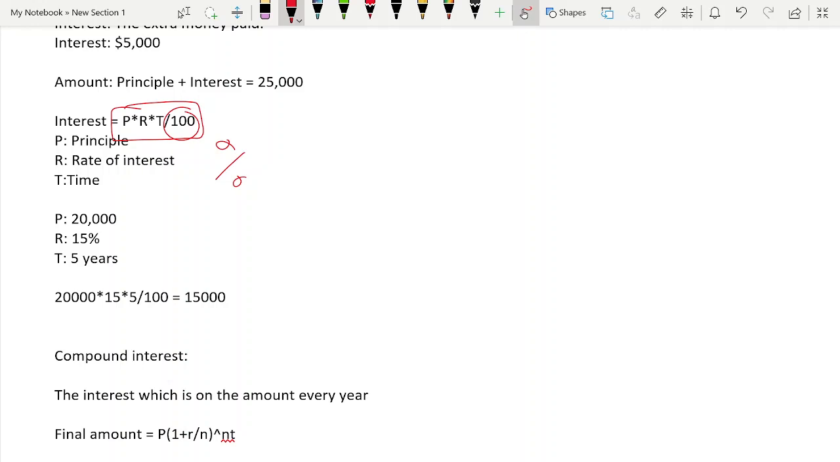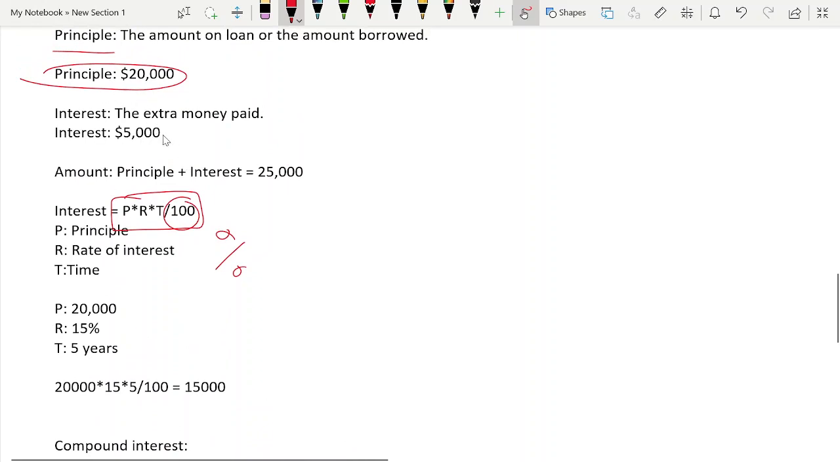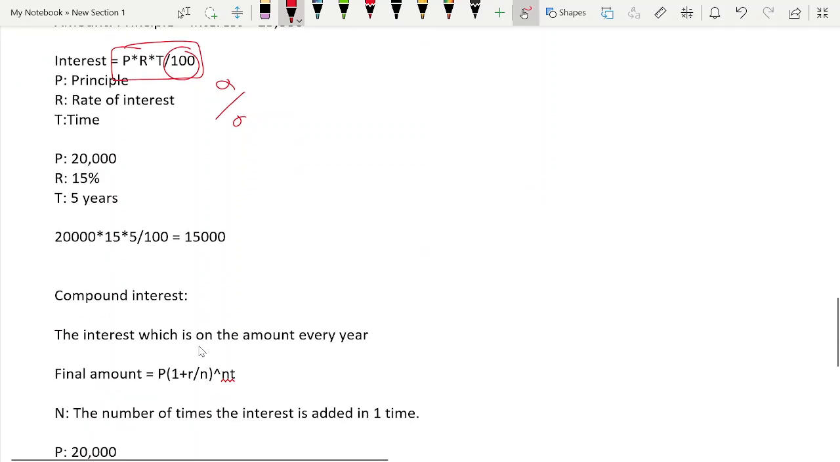$20,000 times 15. So 20,000 was our principal, 15 is our rate of interest, 15%, and time was our 5. So 5, and all that divided by 100, which is equal to $15,000. Now $15,000 is our interest. So that's how much we need to pay more. Okay, when we had $5,000 interest, we didn't really have the interest rate there. But when we add the interest rate, which is 15%, you have to pay $15,000 more to the bank in only 5 years.